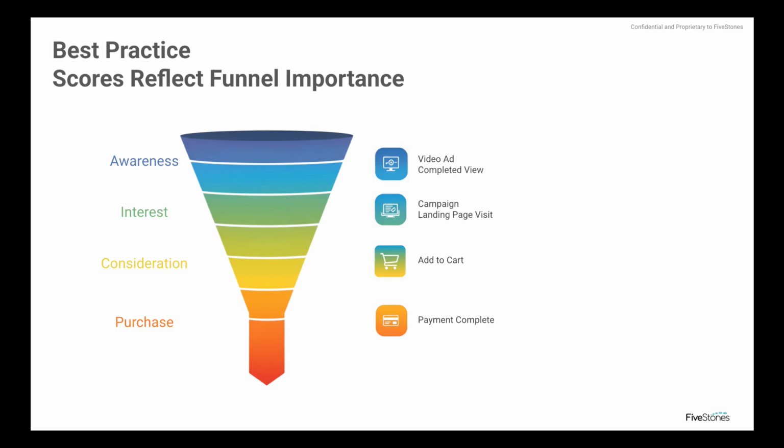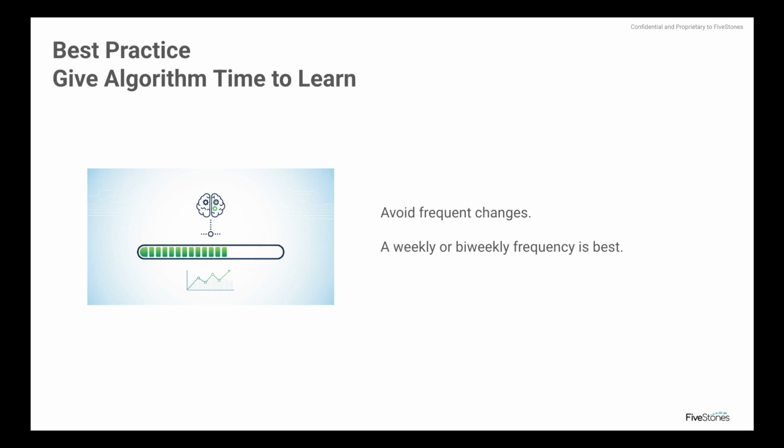Our second best practice is to make sure your scores clearly reflect the importance of each stage in the marketing funnel. Scores are how you communicate priorities to the model. They tell the system which actions matter more to your business. In this example, you can simply look at the right-hand side. Actions closer to the bottom of the funnel are assigned higher scores, while upper funnel signals receive lower ones. This progression helps the model understand how value increases as users move from awareness toward purchase, and use that structure to guide optimization.